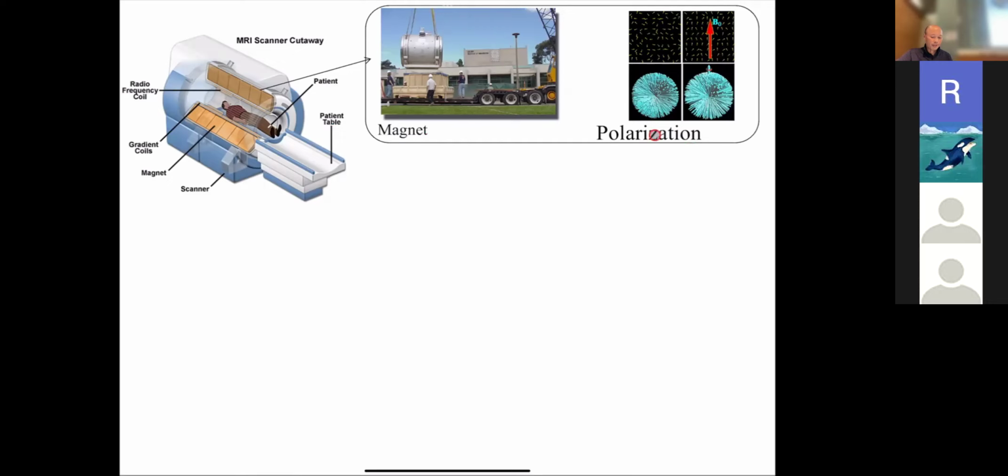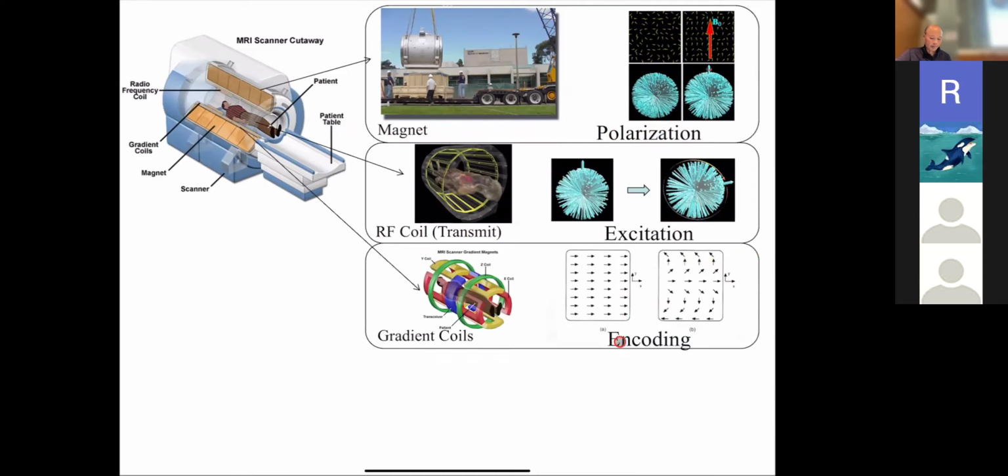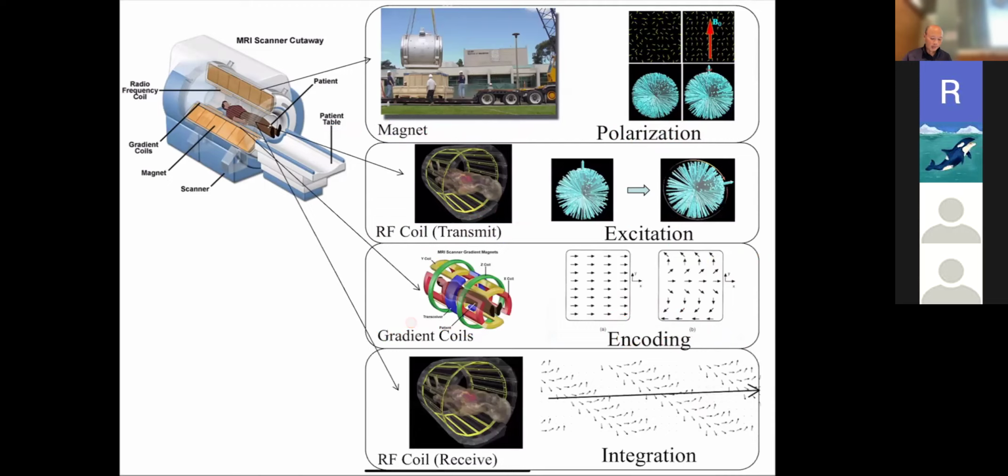The first step is polarization. So that's the first thing we're going to try to understand. And that's the job of the main magnet, is to create what's called polarization. The second step is excitation. And that's the job of the RF coil on the transmit side. The third step is encoding. This is what does the Fourier transform, and that's what's done with the gradient coils. And the fourth step is integration and receiving, and that's done with the RF coil on the receive side. All right, so those are the four main things. And if you understand those four things, you'll have a pretty good sense of how MRI works.